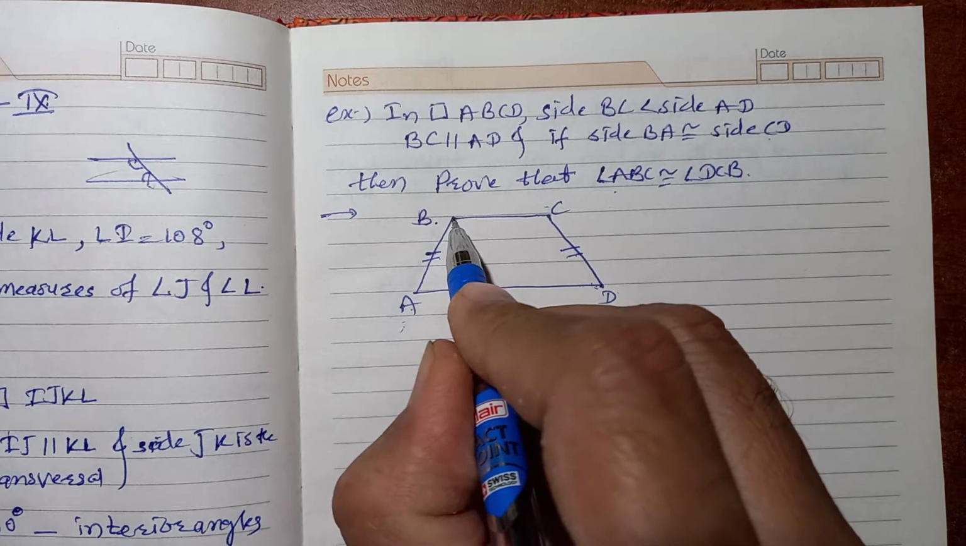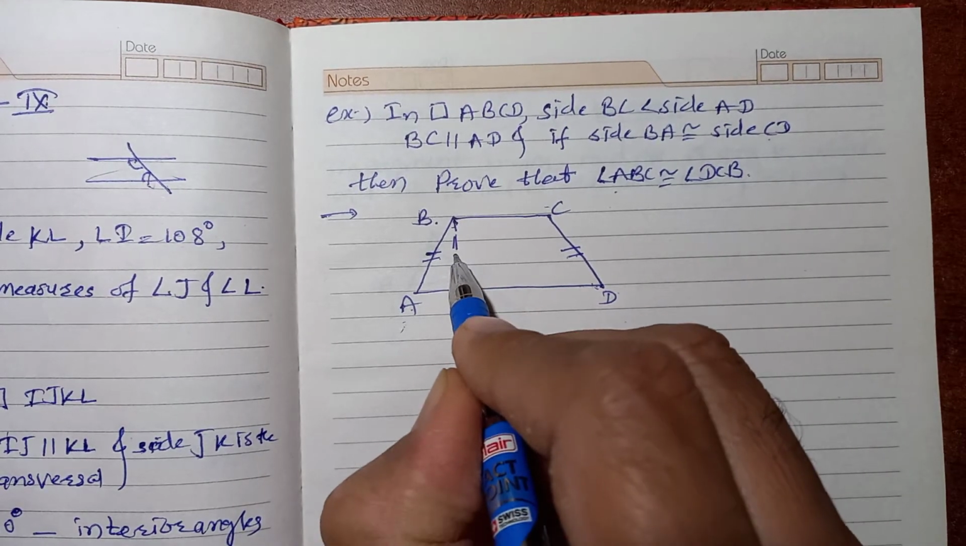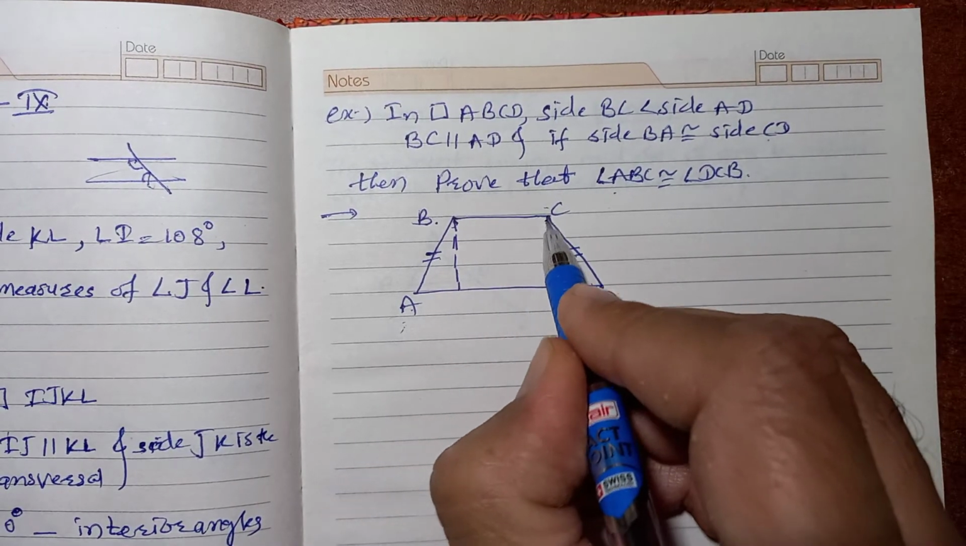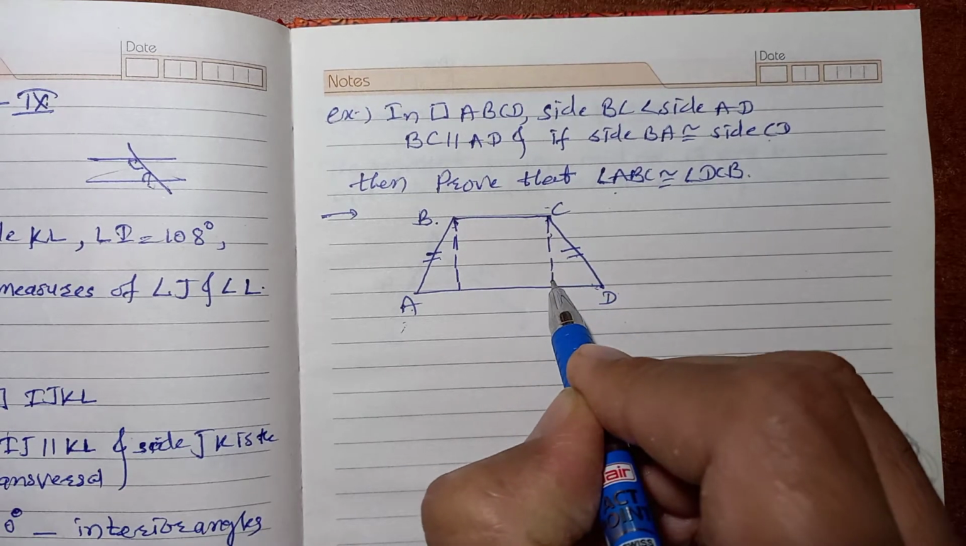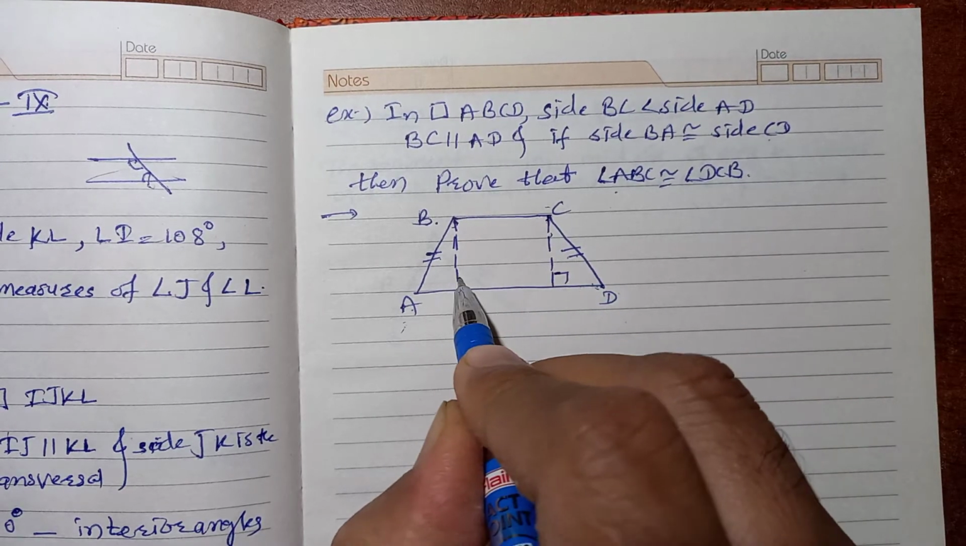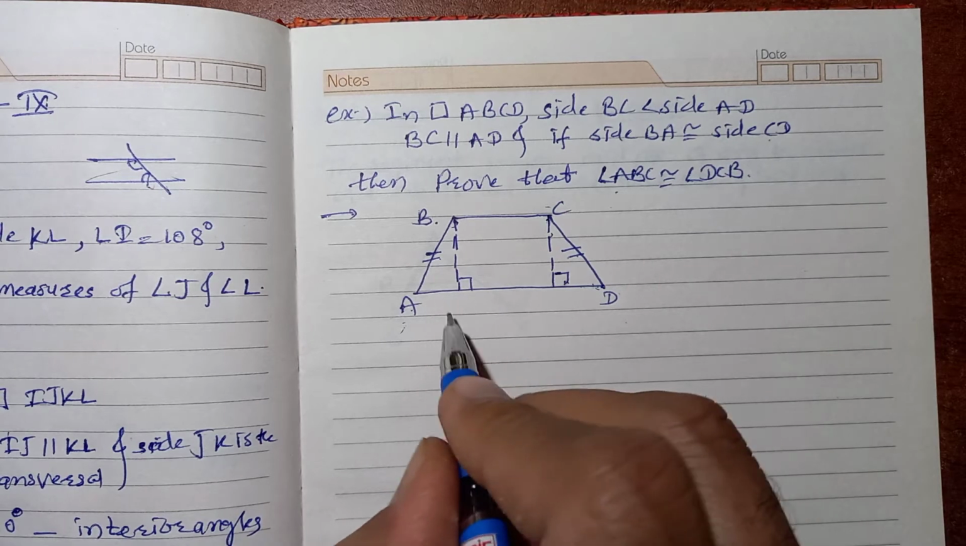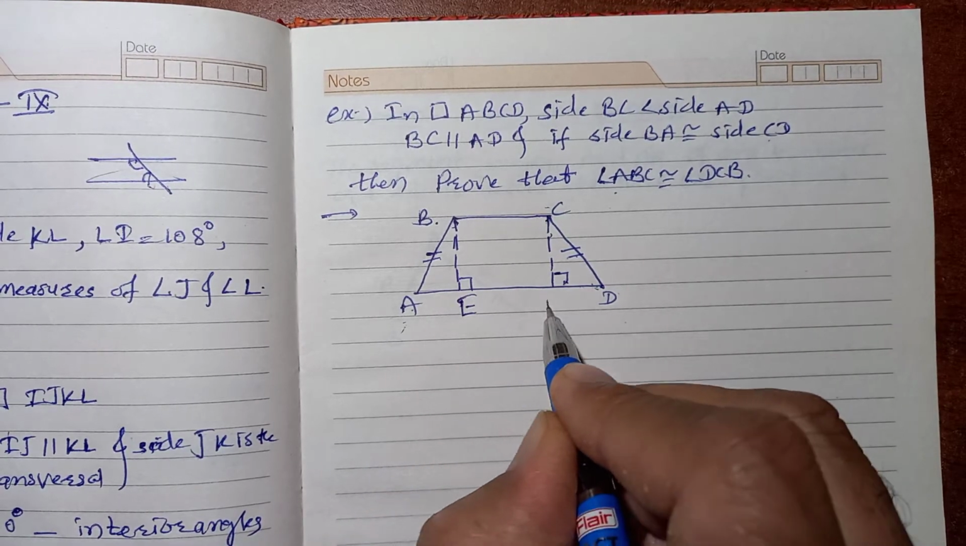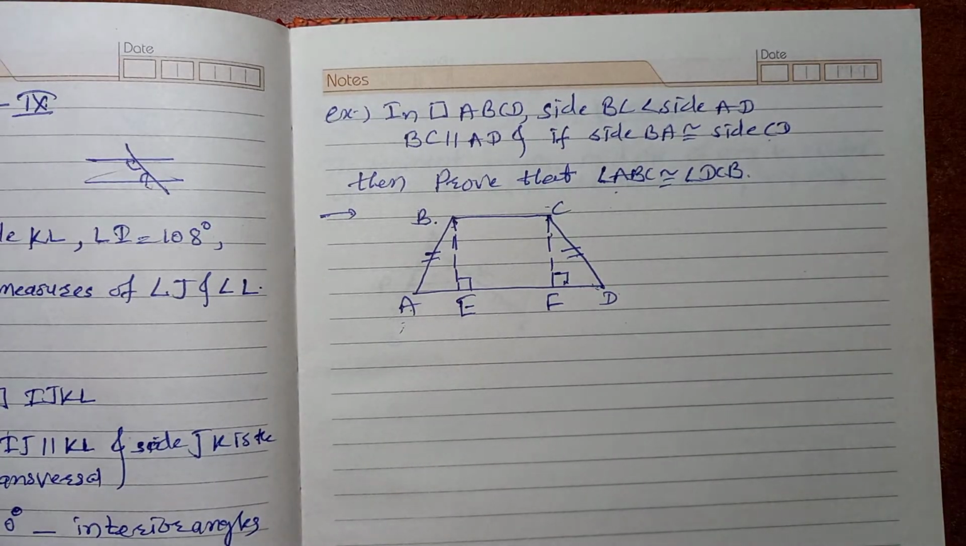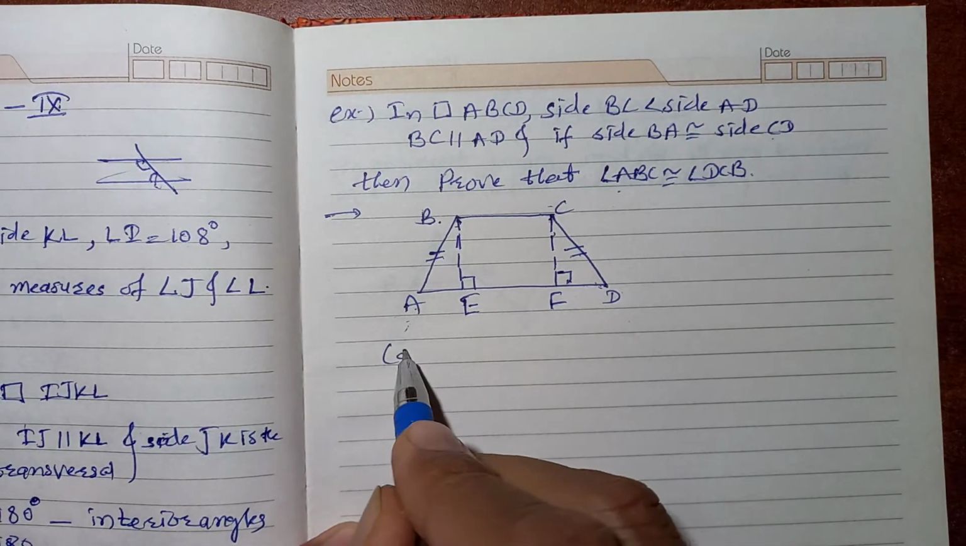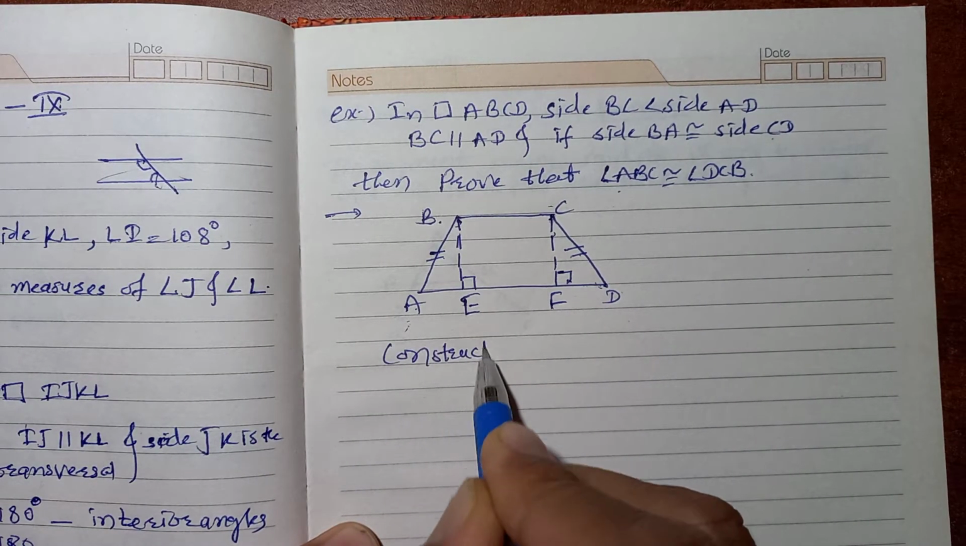But for the proof, here we need one construction part. So here we have to draw perpendiculars like this. Suppose these perpendiculars meet at E and F. So now here is the constructed part. You write it as construction.